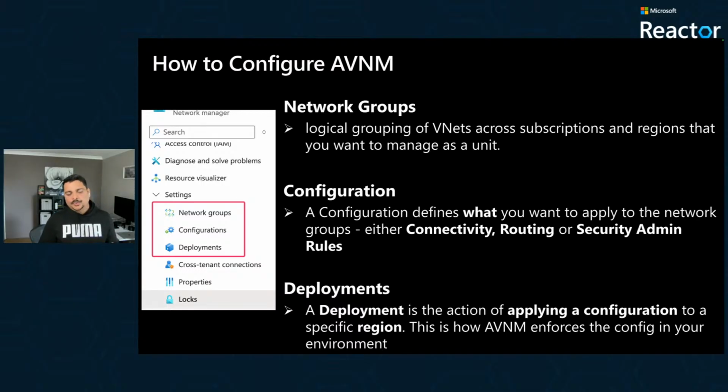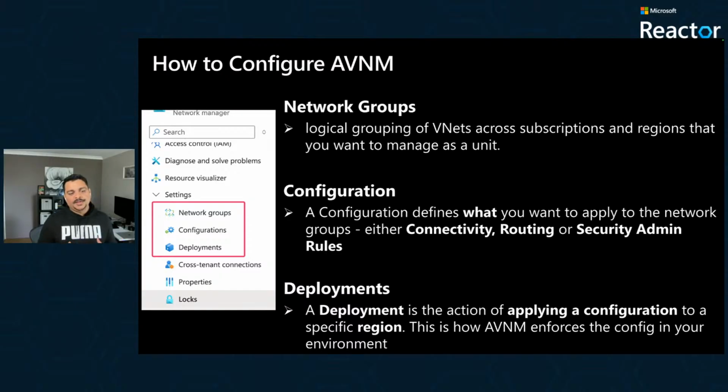The second thing is configuration. So configuration is pretty much like, I have the group. Now I need to define, do I want to deploy a routing configuration, or do I want to deploy a security configuration or a connectivity configuration? Now, even within the connectivity configurations, I can define, do I want a mesh kind of configuration? Do I just want hub and spoke? Or do I want hub and spoke with mesh as well?